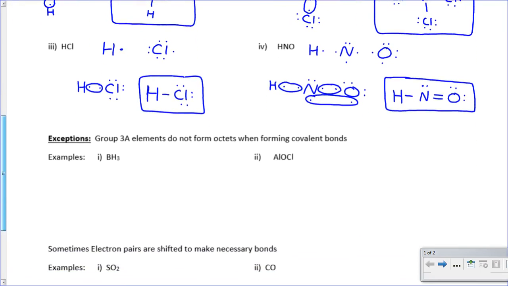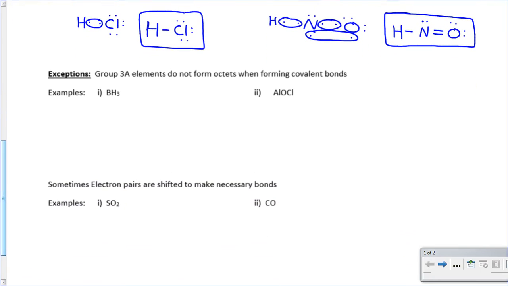All right, well, as much as that was nice, and hopefully you got that, there are actually some exceptions to the way that some of these things go. And so, for example, the group 3A elements actually don't end up forming octets when they make covalent bonds, and I'll go through a couple examples of how that works here. So if you look at boron, boron has 3 valence electrons.